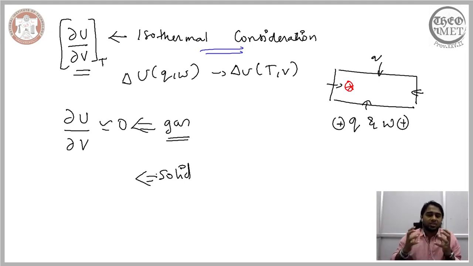will ultimately result in a huge increase in the volume of the system. So in that case, the partial derivative, that is the change in the internal energy with respect to the volume, that is the change in the volume which is in the denominator, will be lower. This is in case of gas, close to zero.